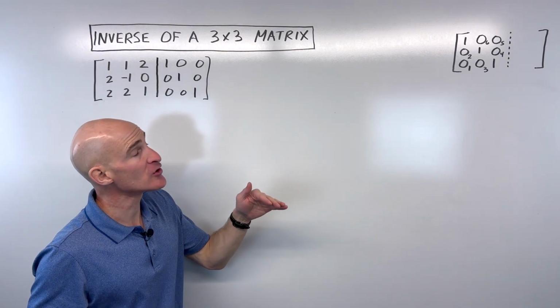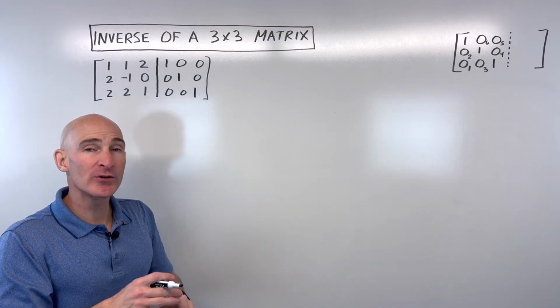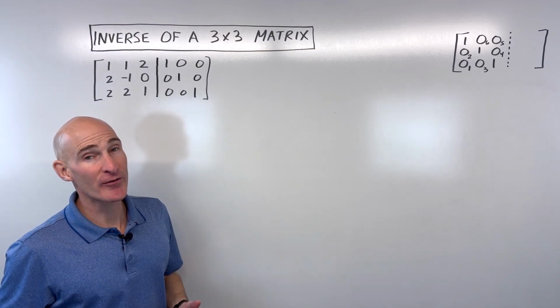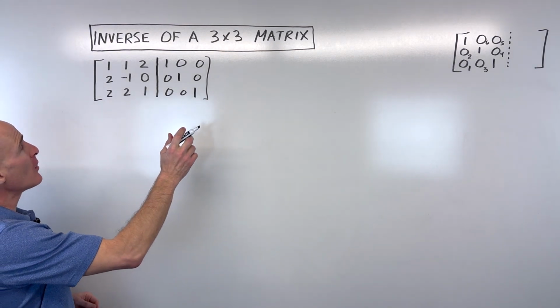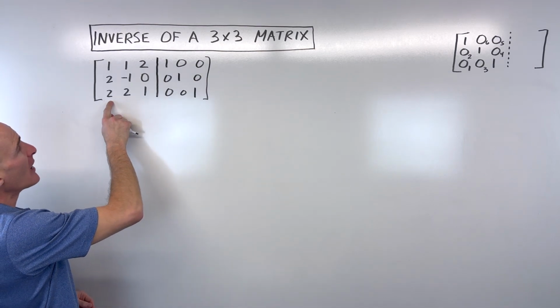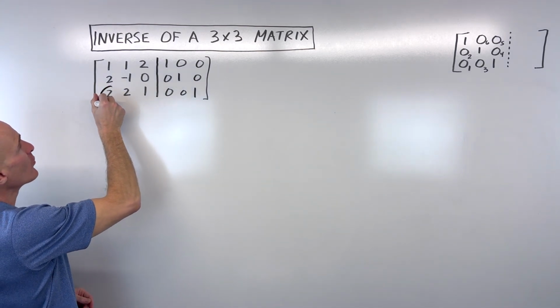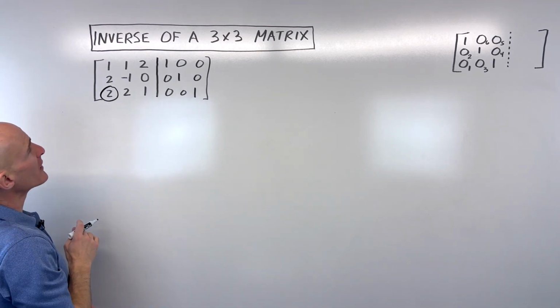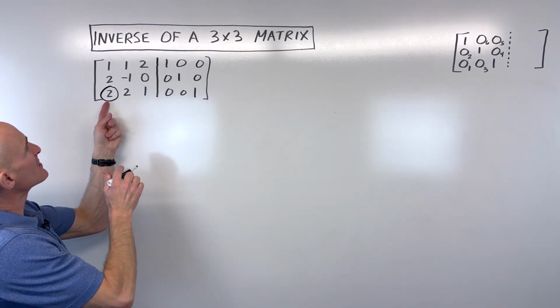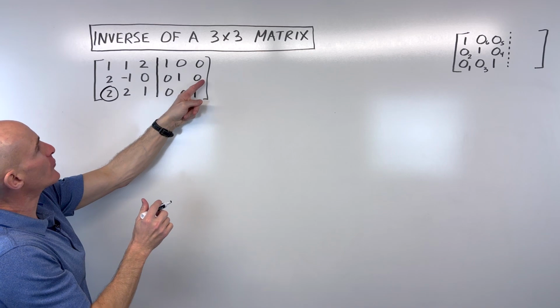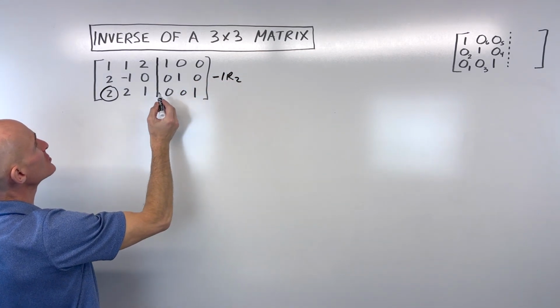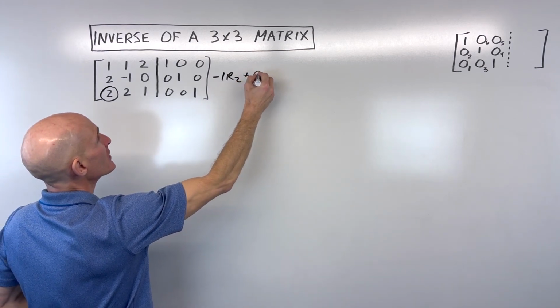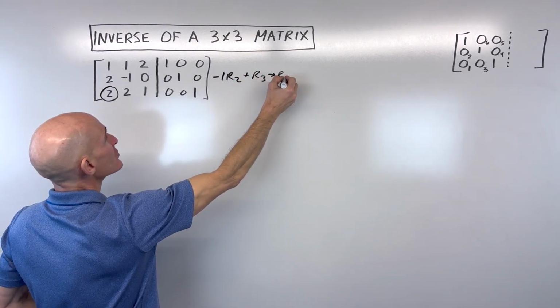And the reason we do that is so that we don't undo the work that we did in previous steps. That's quite frustrating and it'll be very difficult to solve this. So if you follow that pattern, you can't go wrong. Now, I'll give you some other tips along the way, but let's start with getting zero right here in this lower left-hand corner. So I'm going to multiply this second row by negative 1. So negative 1 times row 2 plus row 3, and we're going to put the answer in row 3.